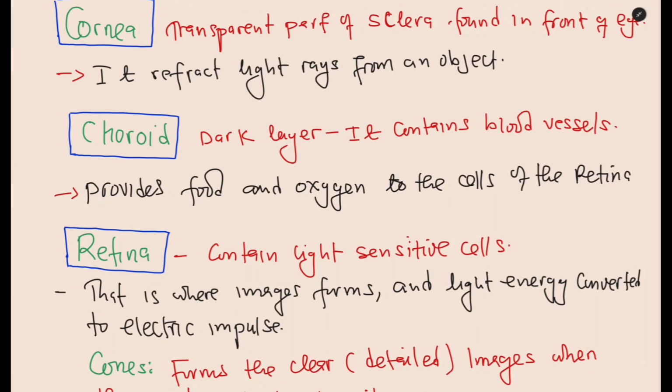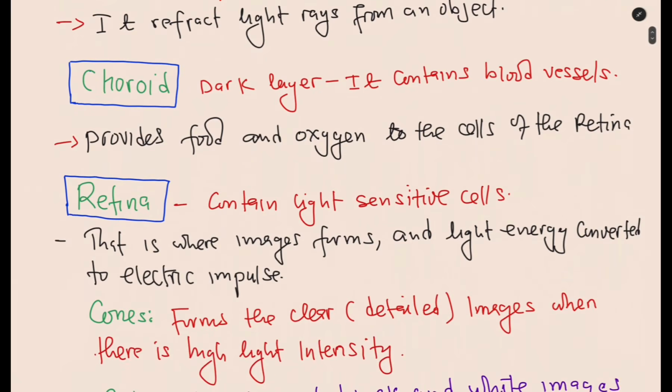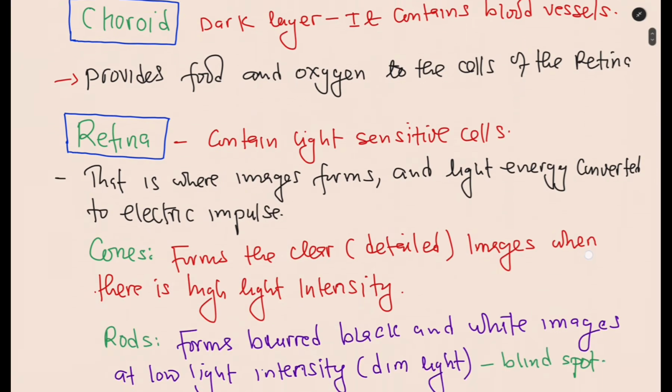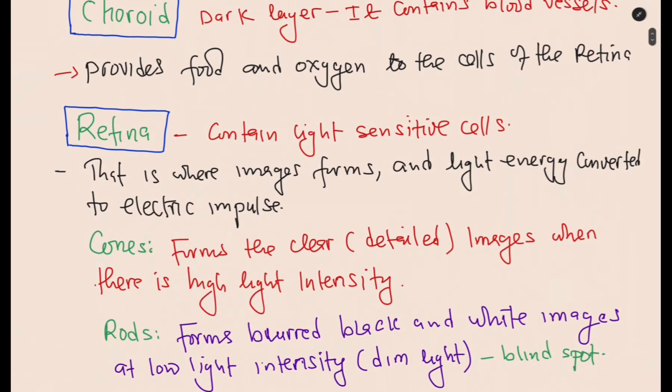Now, what are the light sensitive cells that you find on the retina? We have the cones and the what? The rods. The cones form the clear or detailed image when there is high light intensity. The rods form the blurred black and white images when there is low light intensity or dim light, and these are also called blind spots.